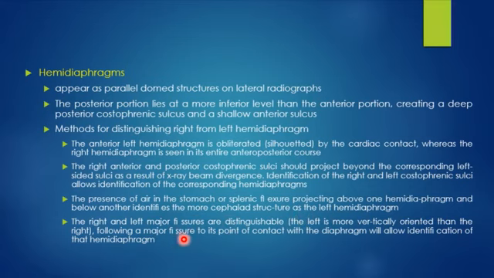The right and left major fissures are distinguishable. The left is more vertically oriented than the right. Following a major fissure to its point of contact with the diaphragm will allow identification of that hemidiaphragm.